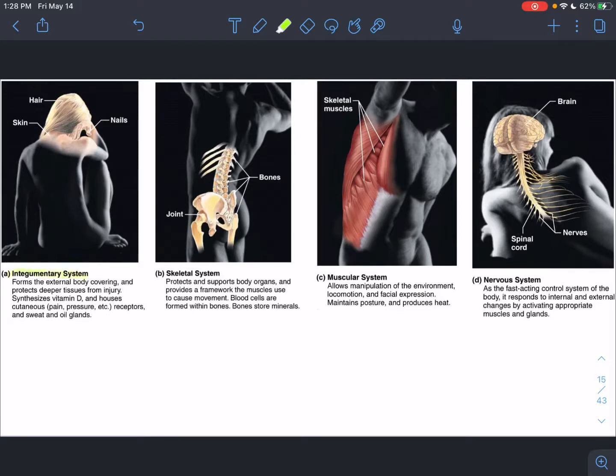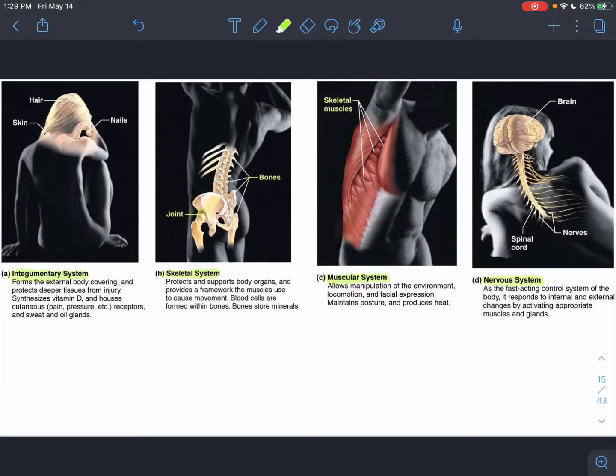So first we have the integumentary system, which is what forms our body covering. Okay, it does some other things too, but things like our hair, skin, and nails are part of the integumentary system. Our skeletal system protects our body and provides a framework for the muscles to connect to. So our skeletal system is made up of all of our bones and joints. Our muscular system, made up of muscles, allows for manipulation of movement, locomotion, facial expressions, any movement, right?